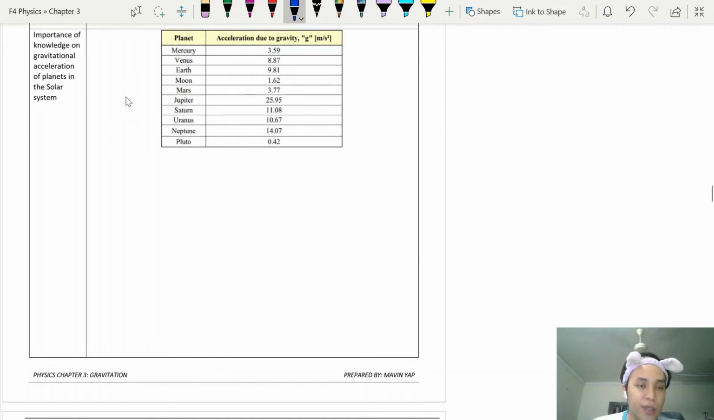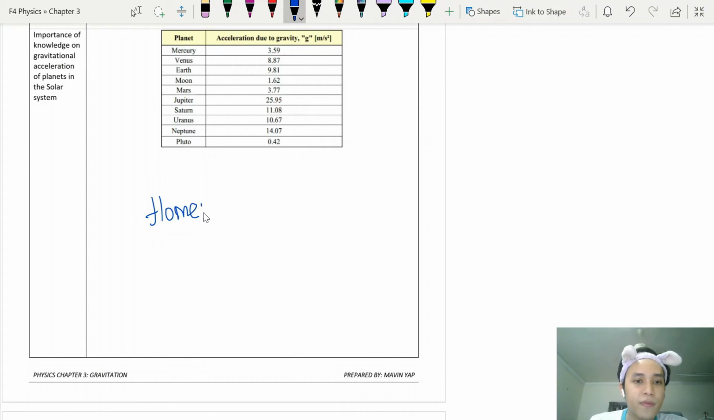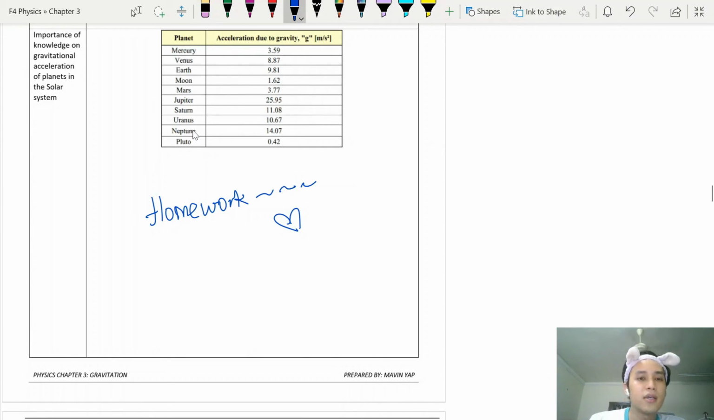Next part is about this one, the importance. Why do we need to know or how to calculate the gravitational acceleration? Now this, to all my students, this is your homework. You need to go out and find out. You need to do a little bit of reading, and I will discuss this during our online class next week.